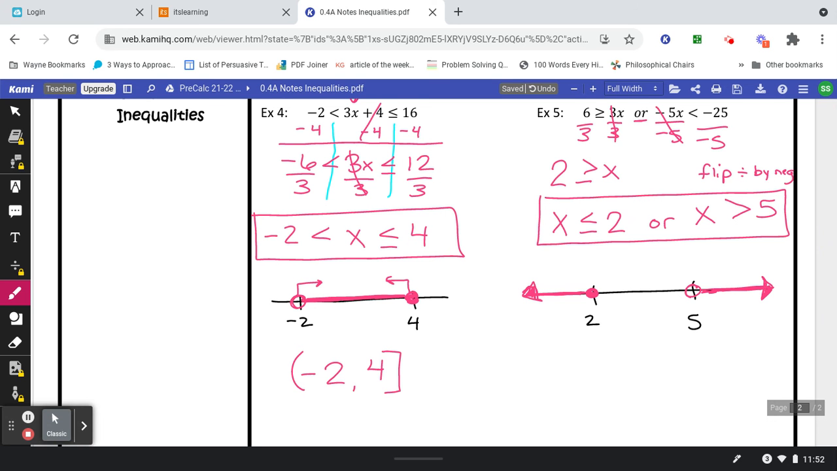And as interval notation, this would have to be written as 2 separate pieces. You would go from -infinity to 2, open parenthesis on infinity always, close bracket. Then you'd write the word or. And you go from 5 to infinity, open parenthesis for the open circle, and always open parenthesis for the infinity.